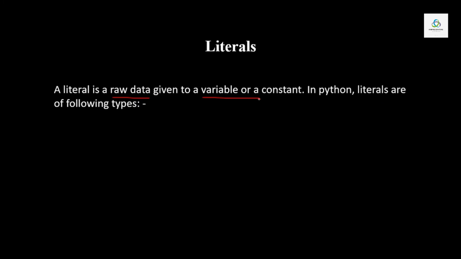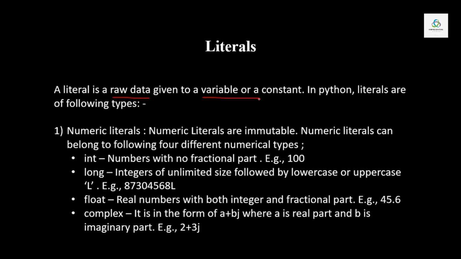In Python, literals are of the following types. First one is numeric literals. So what is a numeric literal? Numeric literals are immutable. Immutable means their values cannot be changed once assigned. Numeric literals can belong to the following four different numerical types. First one is int.